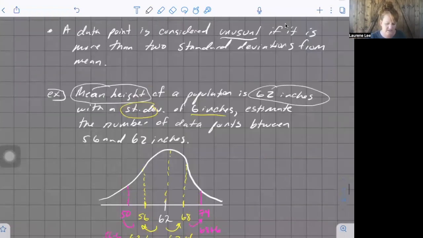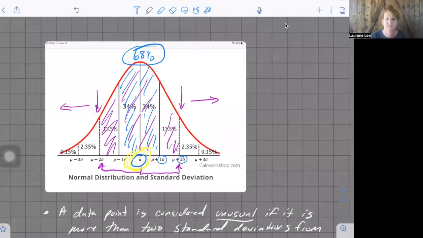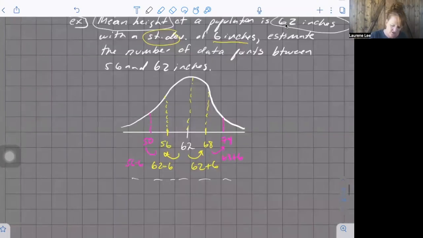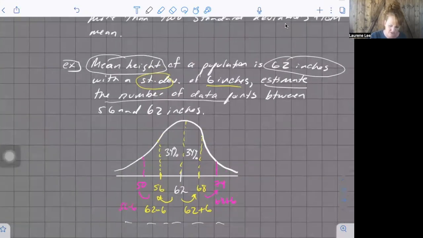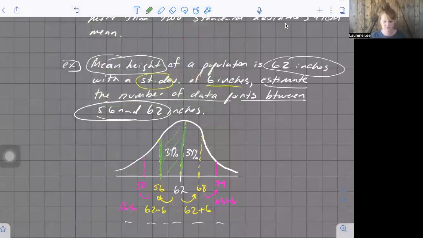Now, what the empirical rule says is that we should have 34% within 1 standard deviation of the mean. So 34% of US women will have a height between 56 and 62 inches. And 34% of women will have a height between 62 and 68. If I ask this question, estimate the number of data points between 56 and 62, that's going to be between here and here, this section right here. So I would say 34%. Maybe the language is a little poor, because it's not the number of data sets, it's the percentage of data points. So we'd say 34% of the women are going to have a height between those two values.